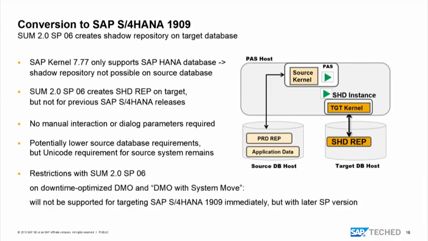The full story is that currently with SUM 2.0 SP6 we have some restrictions due to this approach. And the slide says restrictions. Again, if you target 1909, you have to use SUM 2.0 SP6, and then downtime optimized DMO and DMO with system move, those two scenarios are currently not supported when targeting 1909. If you are converting to 1809, you can use the same SUM SP6 version with the system move scenario. It's just targeting 1909 where these two scenarios are currently not supported. It will be supported in the future.